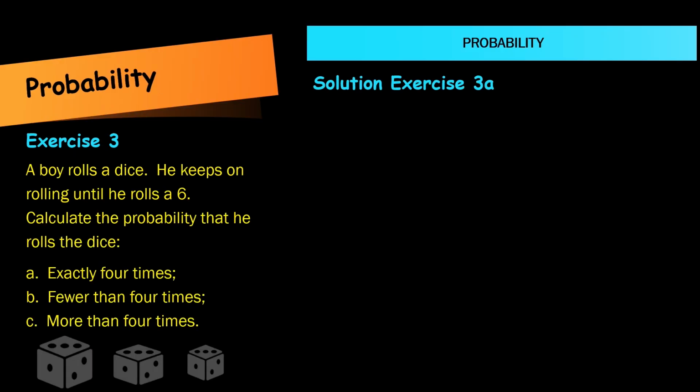And now for exercise 3 part A. A boy rolls a dice. He keeps on rolling until he rolls a 6. Calculate the probability that he rolls the dice exactly 4 times. So let's solve this.